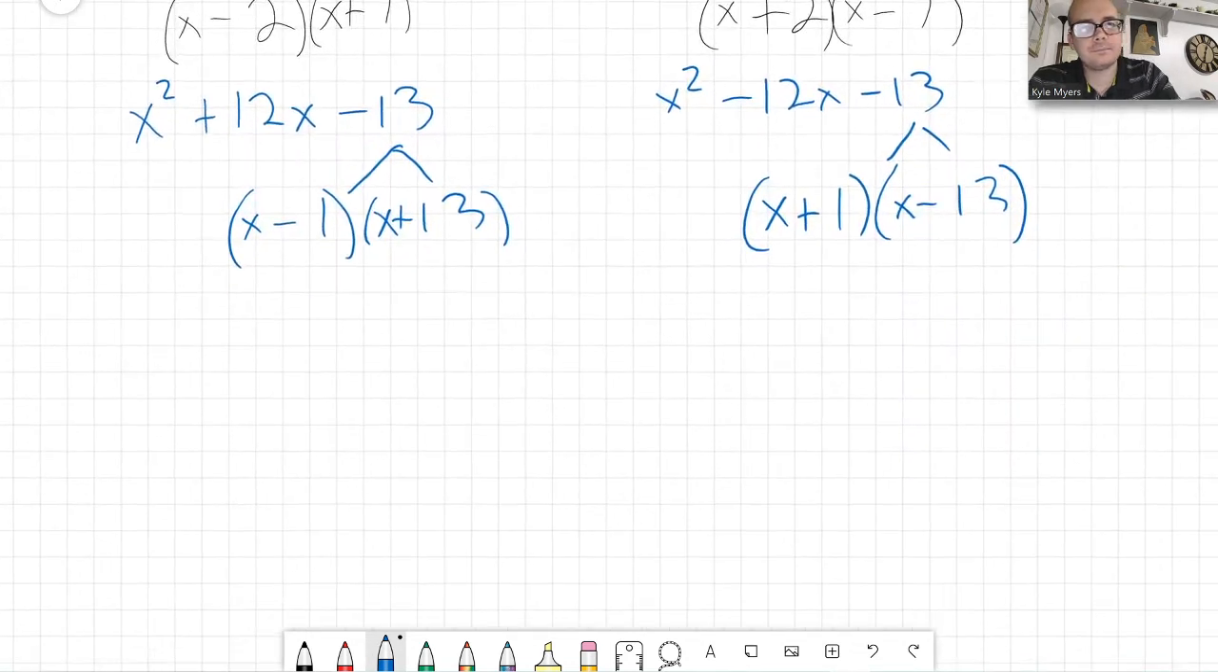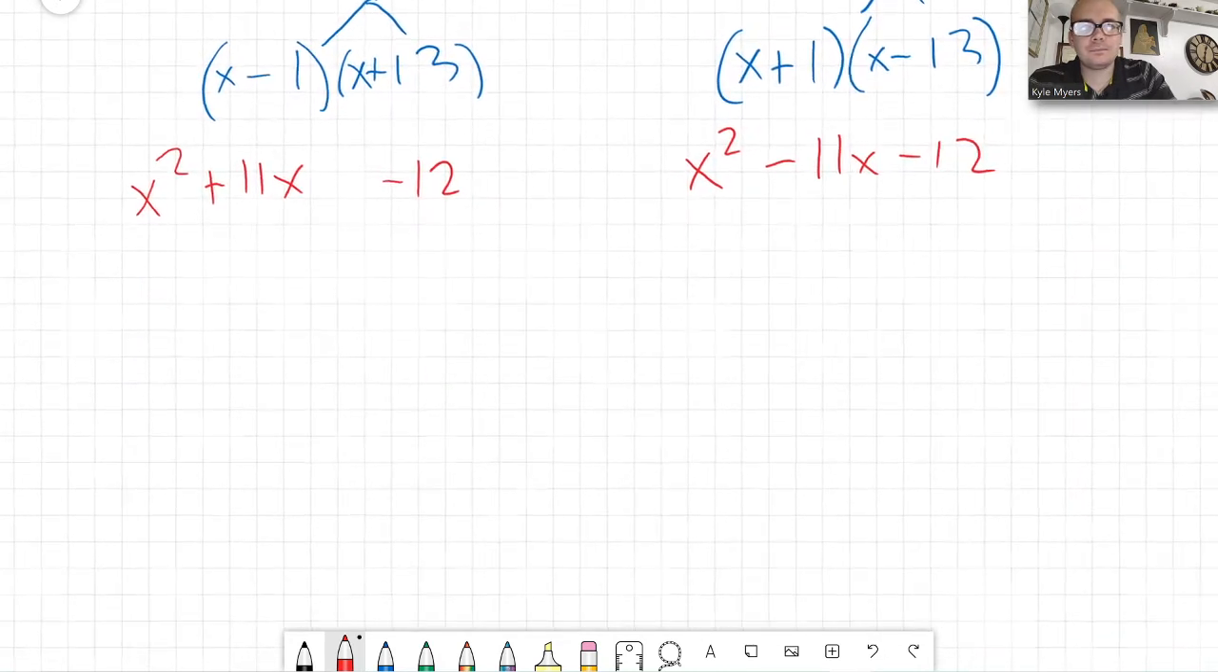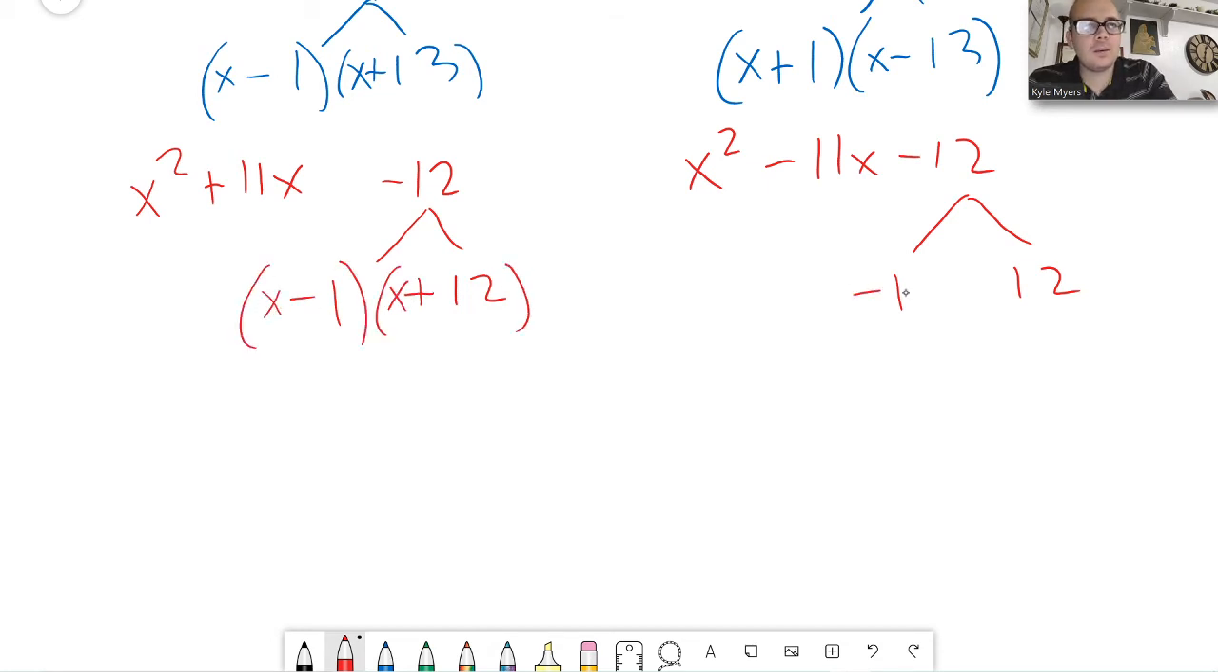Done there. Next, we have x squared, and this will be 12. So we'll go to 12 here. Plus 11x plus 12. Here we'll have x squared minus 11x minus 12. So here we're going to have 1 and 12. Minus plus. And just like that, we're done. Minus, plus minus.